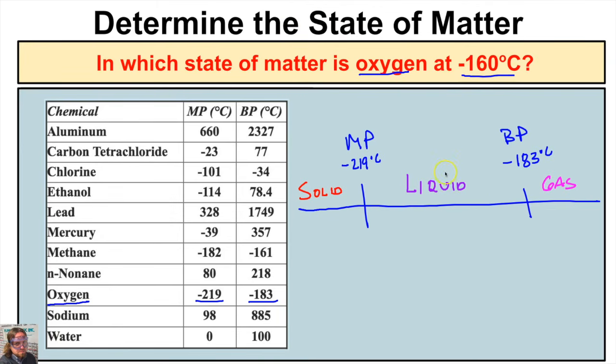Well, we're dealing with negative numbers here, and so negative 160 will end up being right about here on our number line. And if you pause this and think about it, that should make sense. We're approaching 0 as we go this way on our number line. So negative 160 is bigger than negative 180, so it's a little bit to the right of our boiling point. So what state of matter is oxygen at negative 160 degrees Celsius? Well, it appears to be a gas at negative 160 degrees Celsius. Let's take a look at another example.